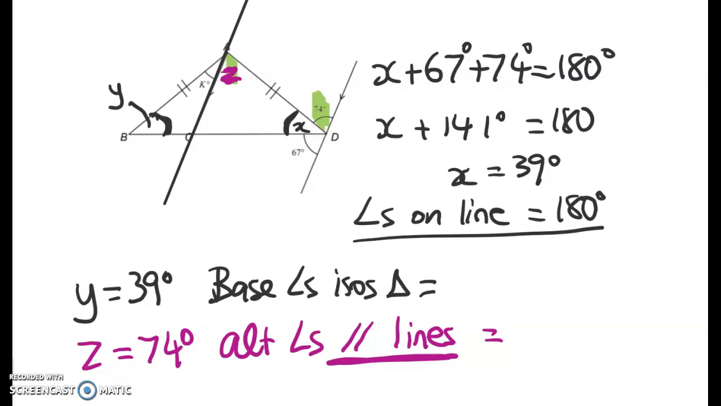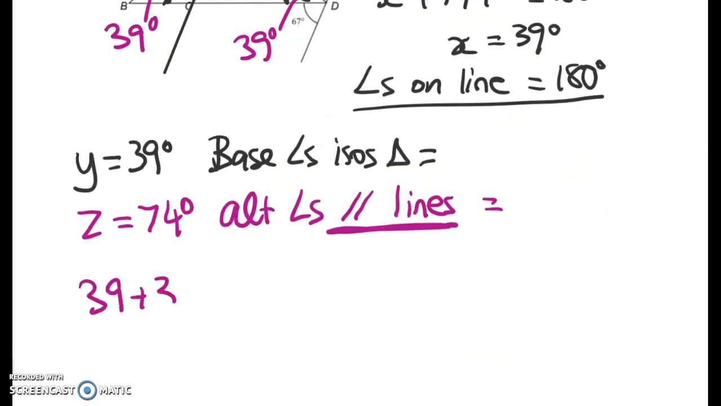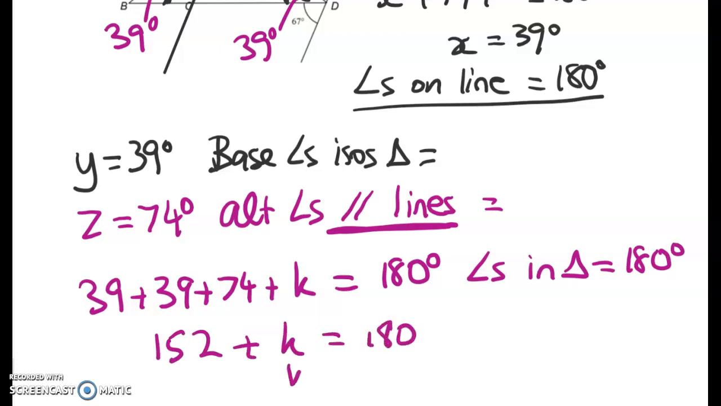Well, now we're on to the easiest rule we've learnt, which is that angles in a triangle add up to 180. So here we've got 39 degrees, here we've got 39 degrees, and here we've got 74 degrees. So we've just got this little bit here, which is K. So 39 plus 39 plus 74 plus K is equal to 180 because angles in a triangle equal 180 degrees. 152 plus K is equal to 180. K is equal to 28 degrees.